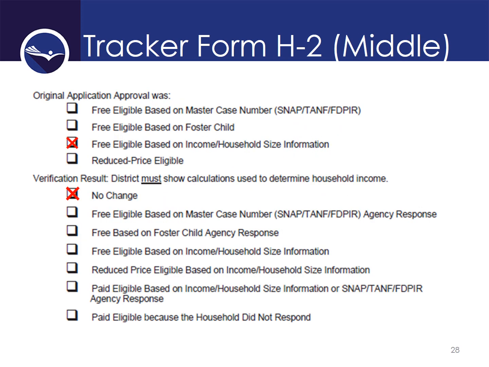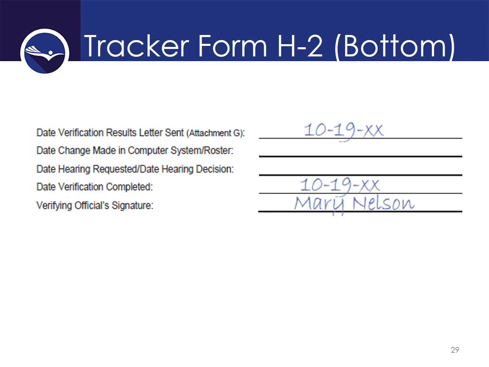Next on the tracker, check the household's original approval, and then check the verification results. On the bottom portion of this form, we ask that you record the date the verification result letter was sent and the date the verification was completed. The form should be signed by the district's verifying official.